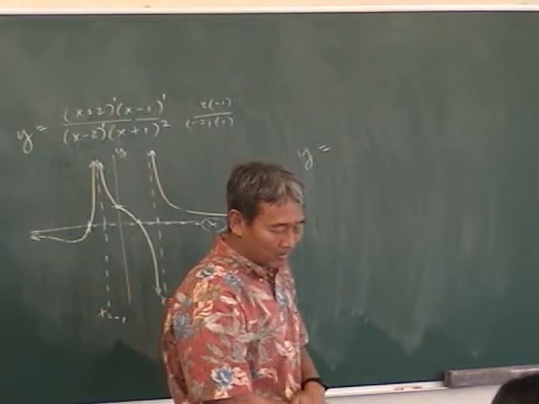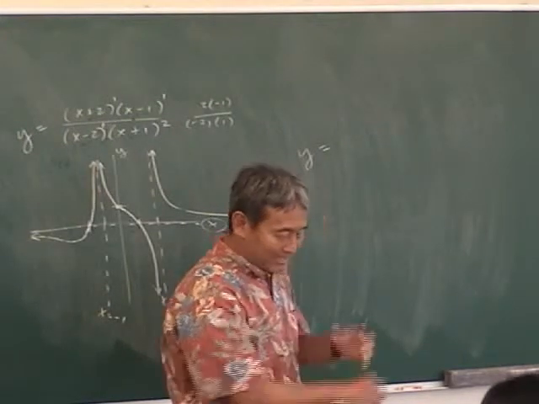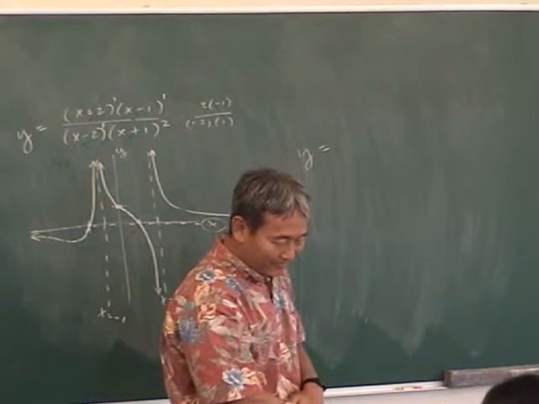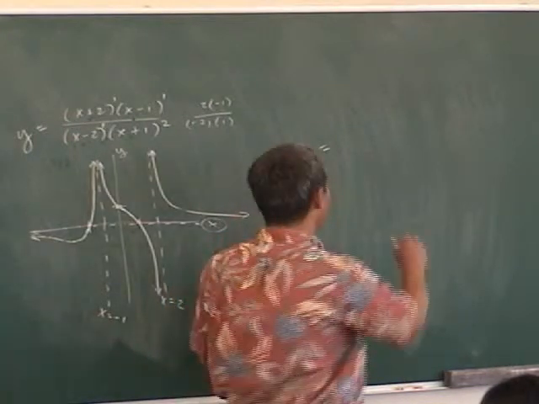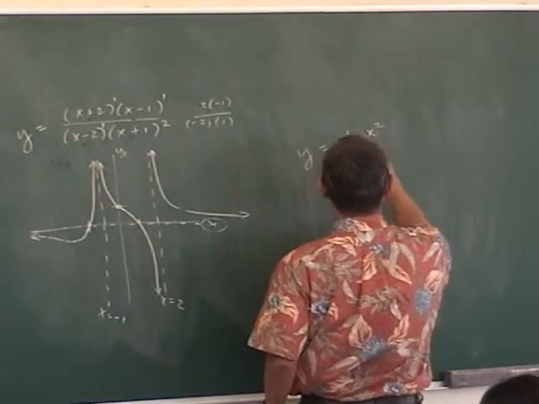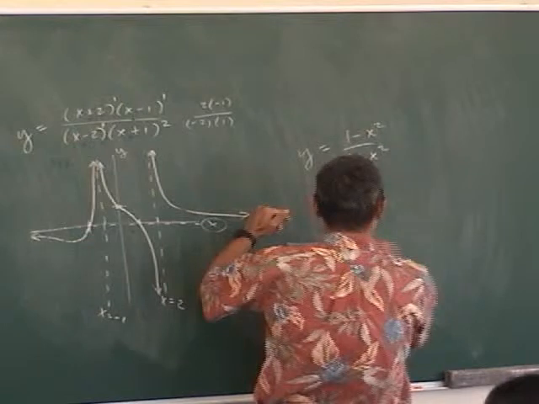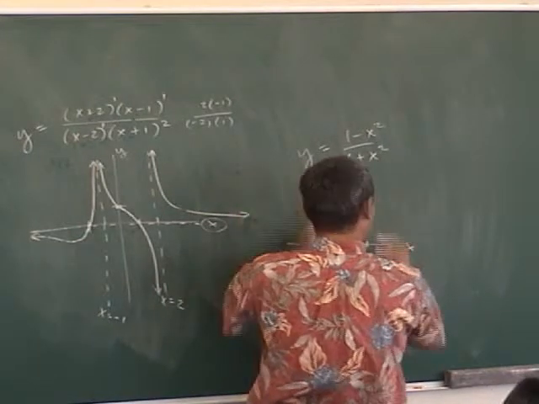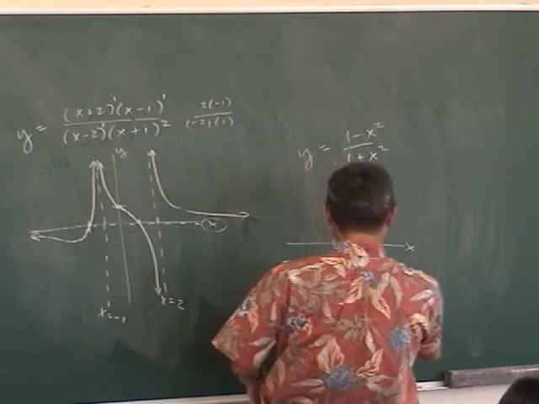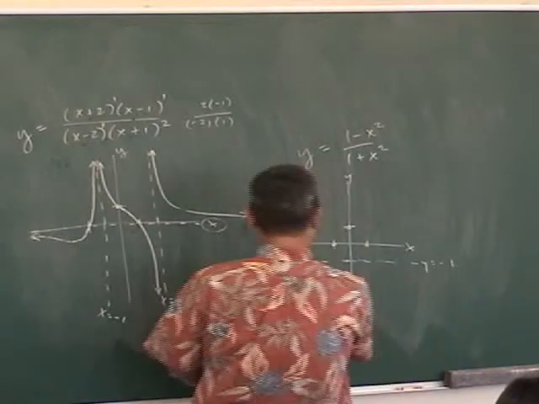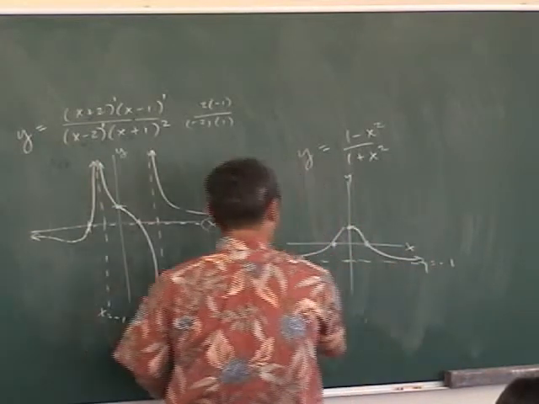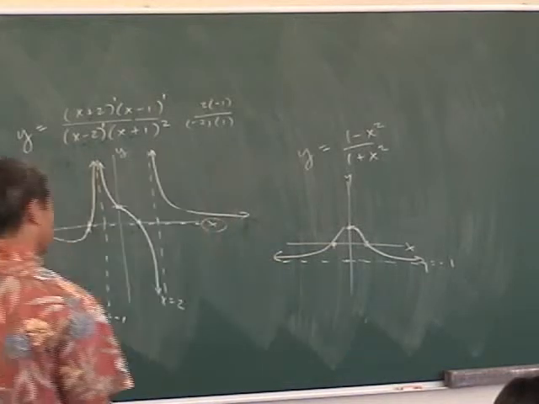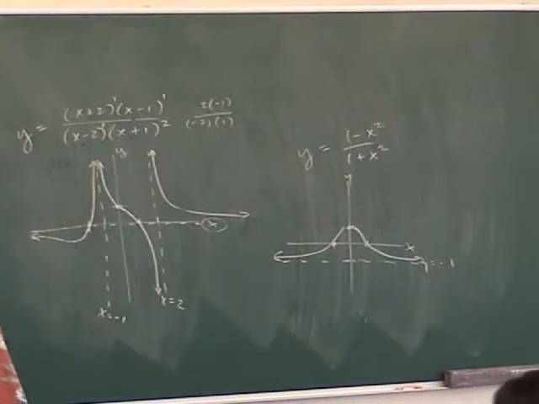No. Pick something from the middle. G. Okay, G then. 1 minus x squared over 1 plus x squared. Okay. X-intercepts, random jump, don't take the y-intercept. Vertical asymptote: no more. Horizontal: y equals negative 1. Woo! And then that's what I want.